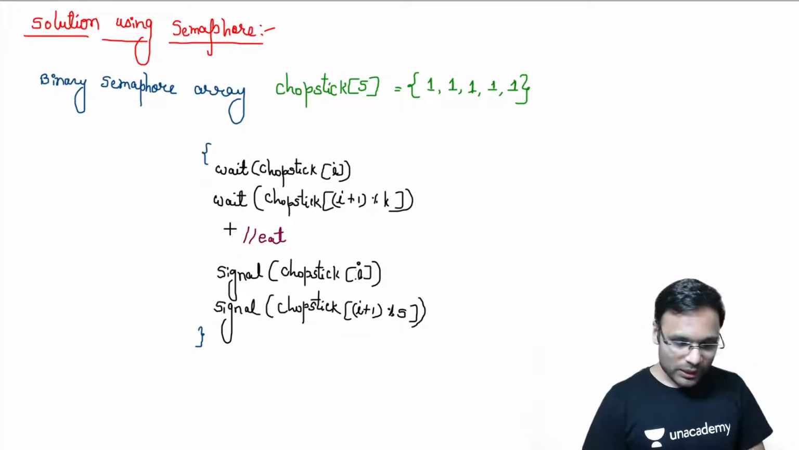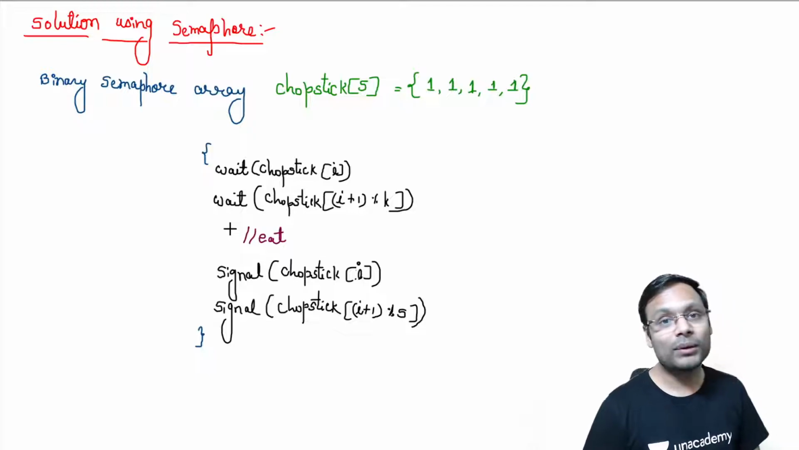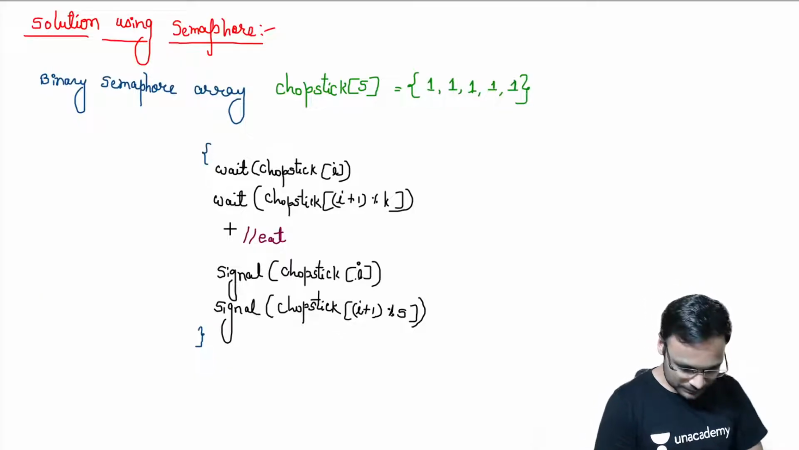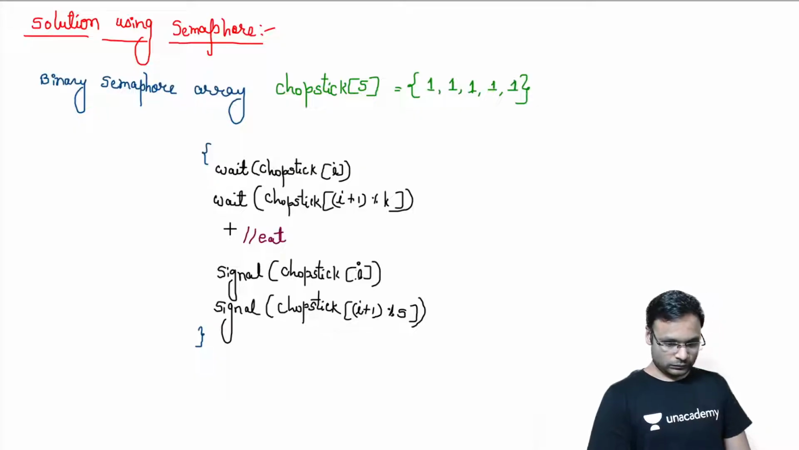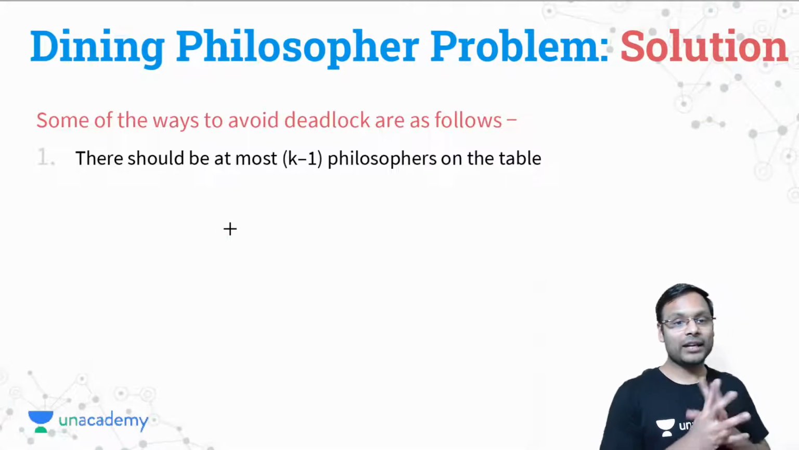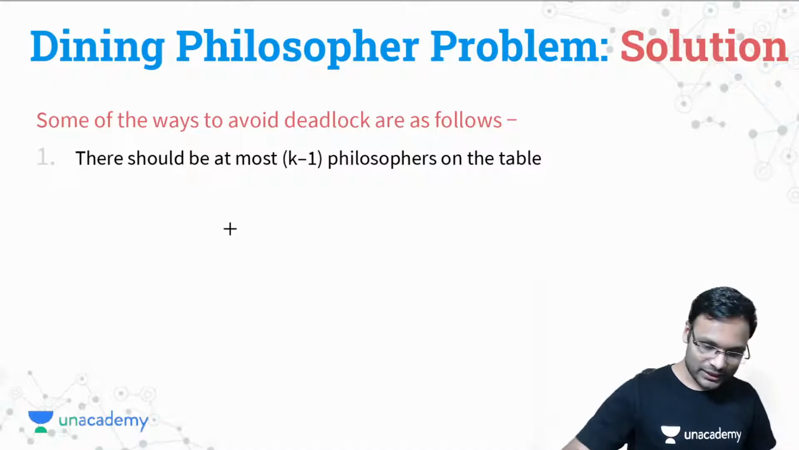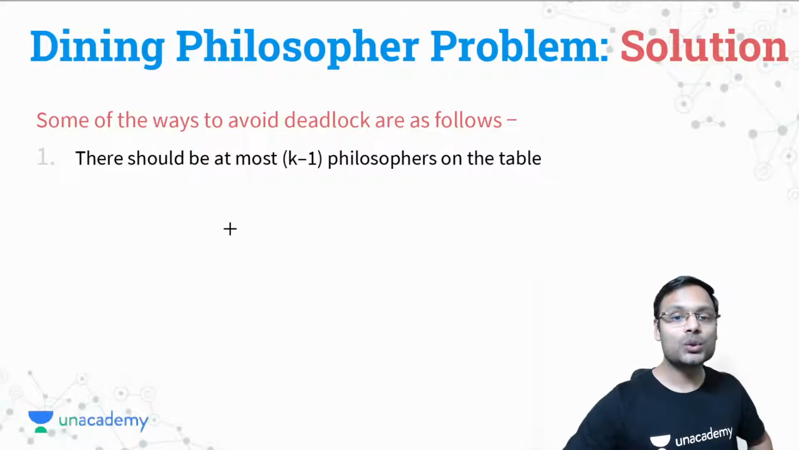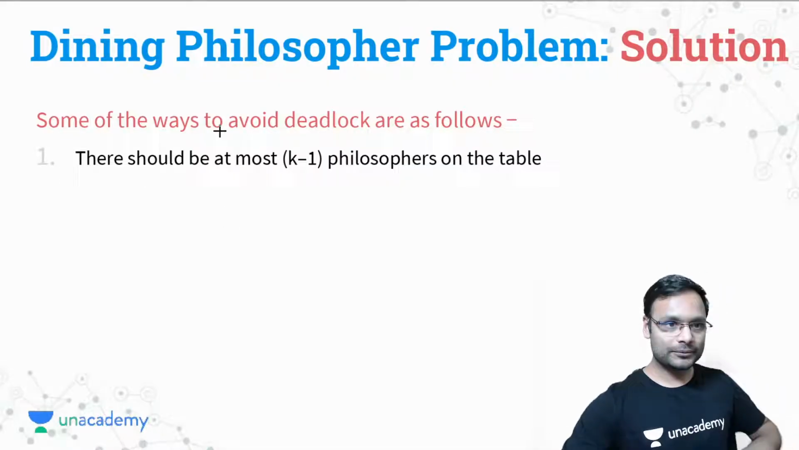This is a very, very big problem. How to solve this? So to solve this particular problem, what can we do? The very first thing we can say is, if we have k chopsticks, we will not allow more than k-1 philosophers on the table.